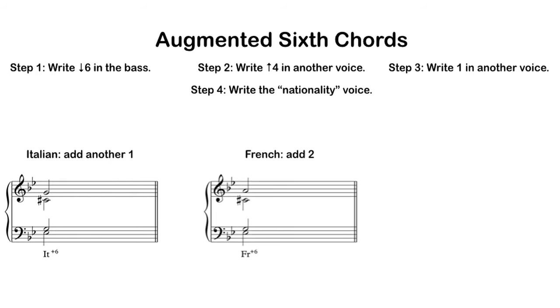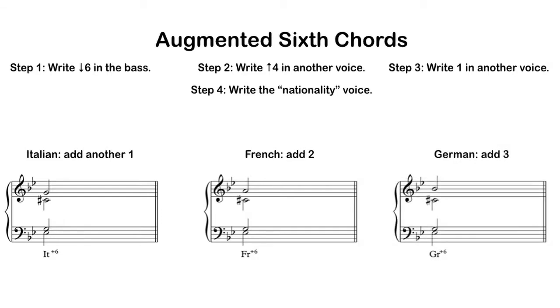Now, if I wanted to make it a French augmented sixth, I would insert a scale degree 2 instead of a scale degree 1. And that sounds like this. And finally, the German augmented sixth uses that 3rd scale degree, the 3rd scale degree that's native to the minor mode, remember. And that sounds like this.